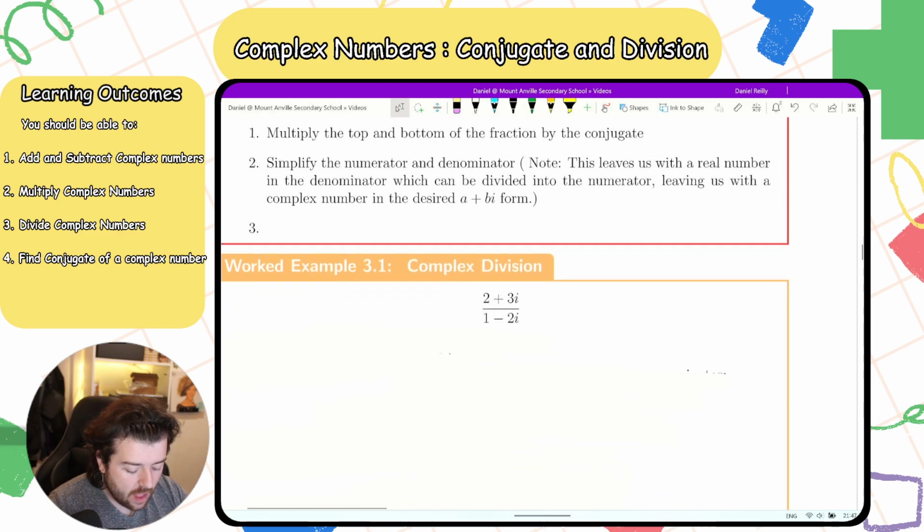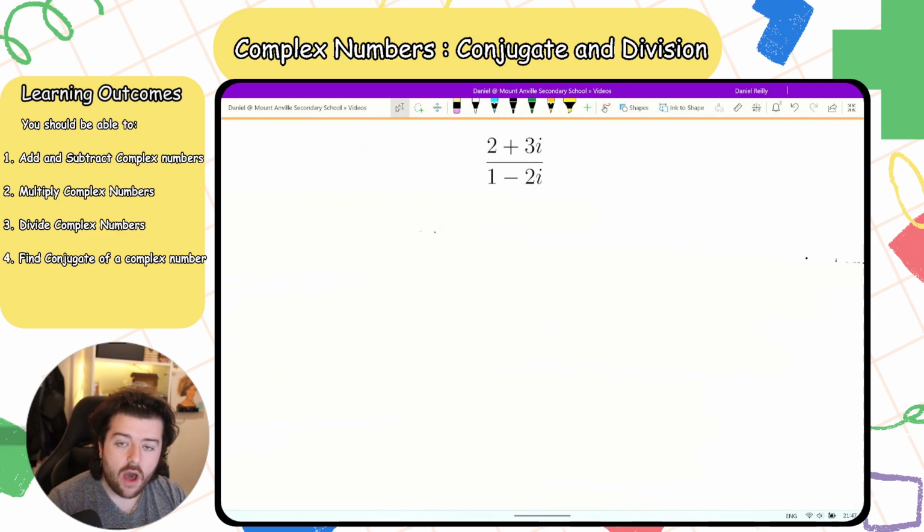So, complex division, what does that mean? I have the sum here, 2 plus 3i all over 1 minus 2i. And as we're aware, fractions mean division. I don't like having a complex number in my denominator. So, if only there was a way I could get rid of the complex number on the bottom. Well, I can. For any complex division like this, you multiply the top and bottom by the conjugate of your denominator.